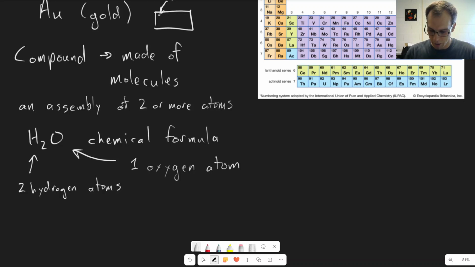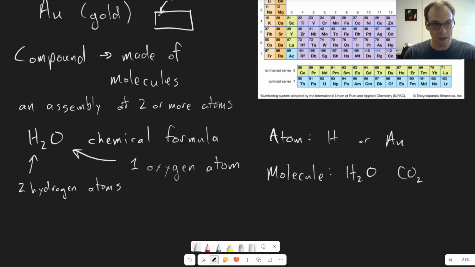So for an atom, we're going to have something that looks like just a single element, like H or Au, like I said, for gold. And a molecule will always have more than one atom present in it. Like water that we have here, carbon dioxide, CO2, or something with a few more atoms in it, H2SO4. And again, the subscripts are telling us how many of each atom we have in that particular molecule.